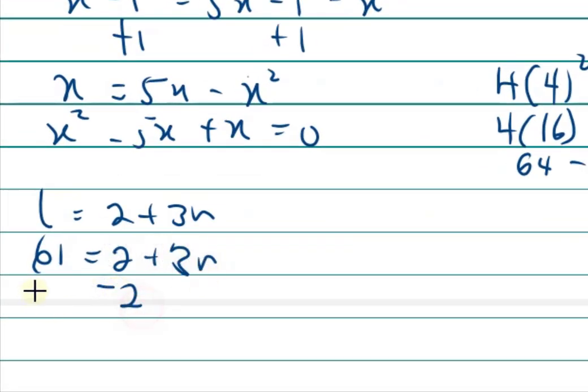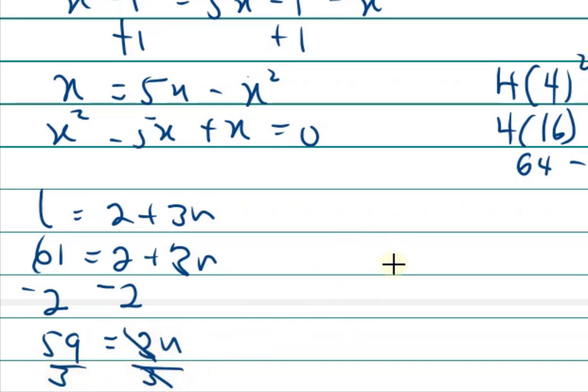We can subtract 2 on both sides. So we have 61 minus 2, that will give us 59. 2 minus 2 will go to 0. And this is 3n. Divide this by 3. Divide this by 3. 3 divides 3, we are left with 1. So n is equal to 59 over 3.